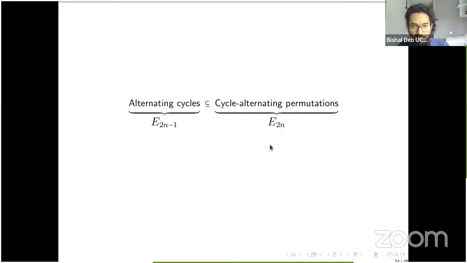You have switched from secant numbers to tangent numbers, and maybe I should mention a problem. So the E_{2n+1}. These are tangent numbers E_{2n-1}, but then look at the next tangent number E_{2n+1}. They are still less than (2n)!. So there must be some family of permutations whose cardinality is the tangent numbers, which contains cycle alternating permutations.